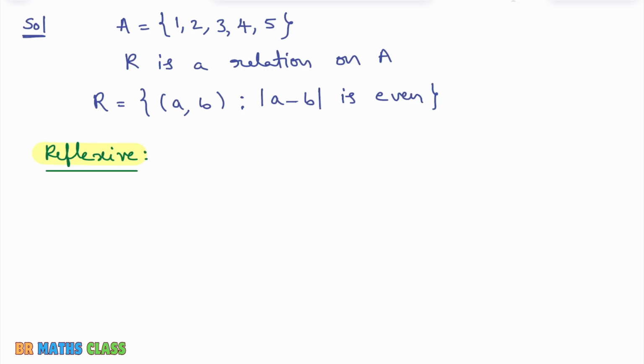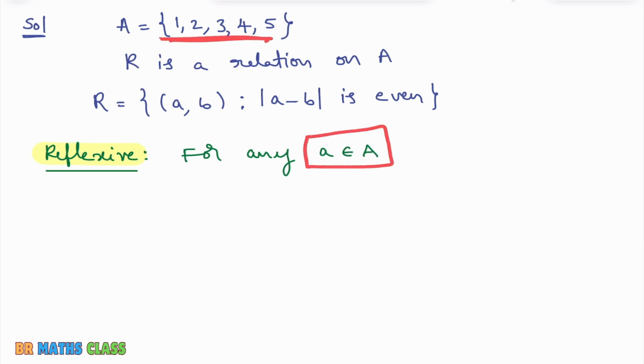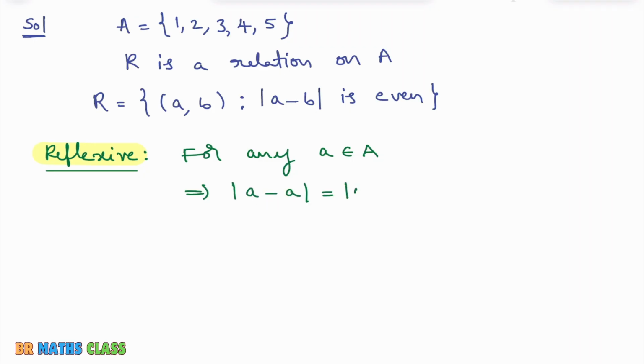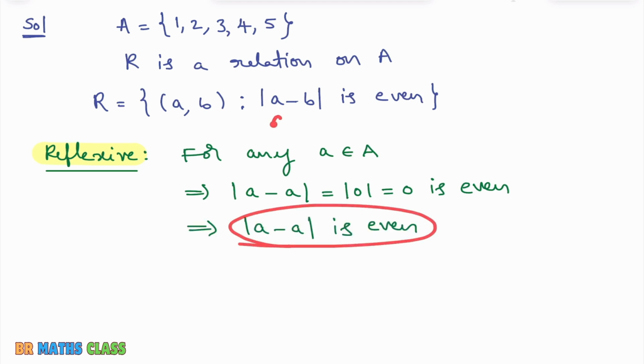Here, how to check it? Instead of taking elements from set A, we'll generalize this. We'll take one element from set A and name it as a. See, I have taken one element from set A. This a can be 1, it can be 2, it can be 3, it can be 4, it can be 5. Now, what is modulus of a minus a? a minus a is 0. This is modulus of 0. Modulus of 0 is what? 0. Many students have doubt whether 0 is even or odd. 0 is clearly even. 0 is divisible by 2, so 0 is even. What I got here? I got modulus of a minus a is even. As modulus of a minus a is even, what can I say?